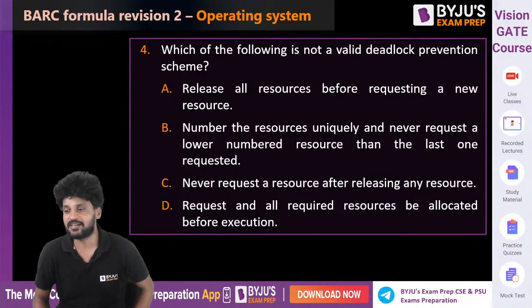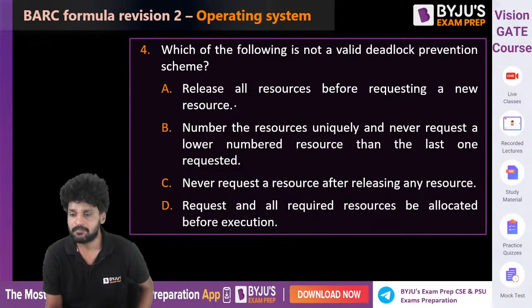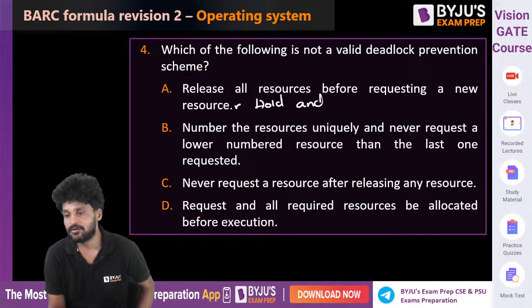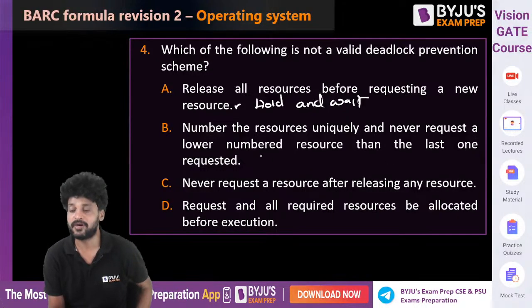Which of the following is not a valid deadlock prevention scheme? Release all the resources before requesting a new resource. Yes. By using this we can avoid hold and wait. Number the resources uniquely and never request a lower numbered resource than the last request. Yes, this is going to avoid circular wait.